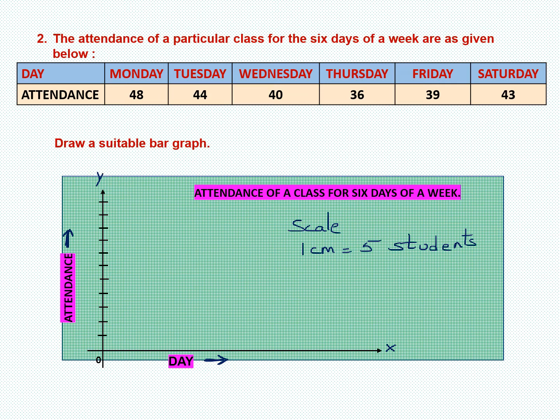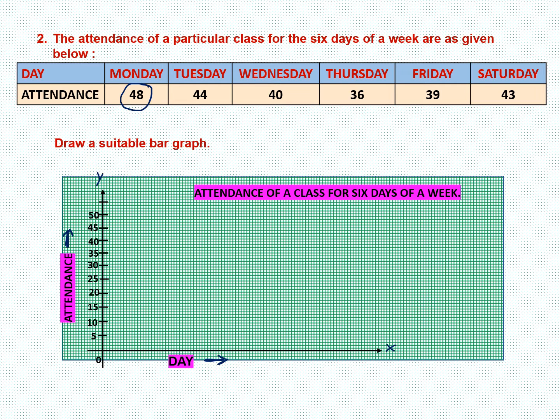So let's try counting in fives. So we have 5, 10, 15, 20, 25, 30, 35, 40, 45 and 50. We can stop at 50 because our biggest number is 48. So now let's begin to draw a bar graph. On Monday, we have 48 students.